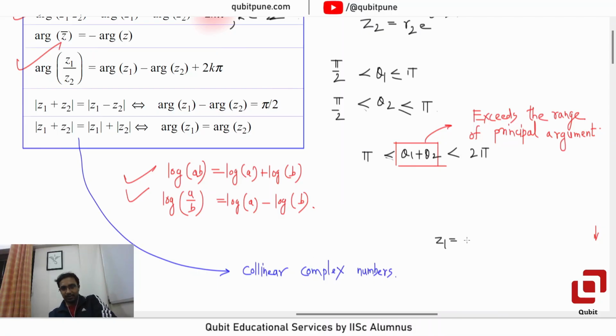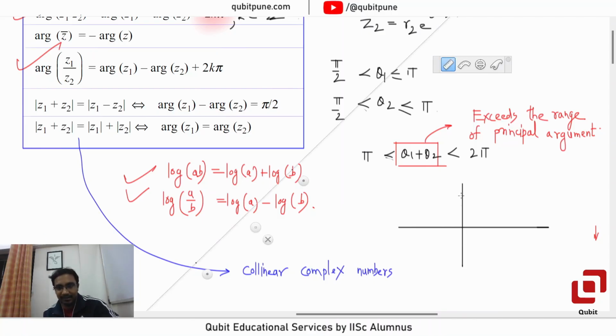Let's take Z1 as 2 plus 3i. Yeah, that's right. Collinear complex numbers will always be on the same side because the argument is the same. See, look here. If I draw a line like this, then all complex numbers lying in the third quadrant have the same argument, and that is negative.